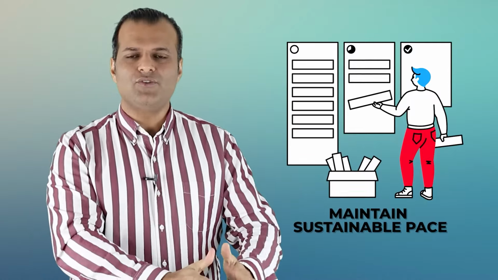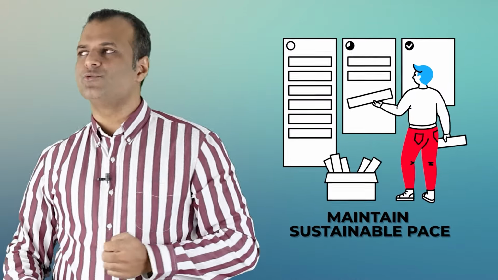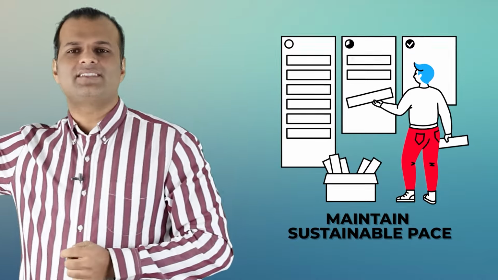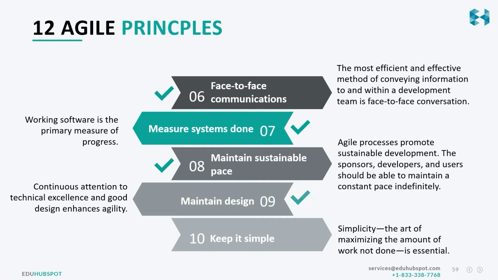Like if you're doing 10 user stories in a 2 week sprint, then it should be somewhere close to 10. It shouldn't be like once it is 10 and the next time it is 50. It shouldn't be like that. Maintain design. Always give priority to quality. Never compromise on quality. That's one of the Agile principles, that you need to make sure that the quality is not compromised. So continuous improvement, continuous attention to what you are doing, how you are doing, whether it is worth it or not is very, very important.